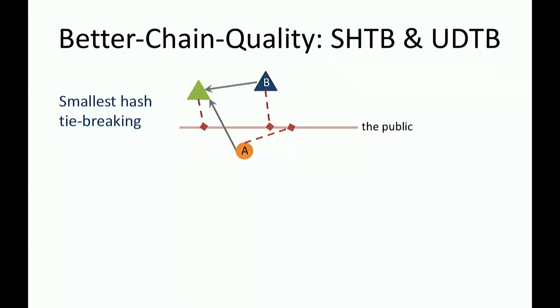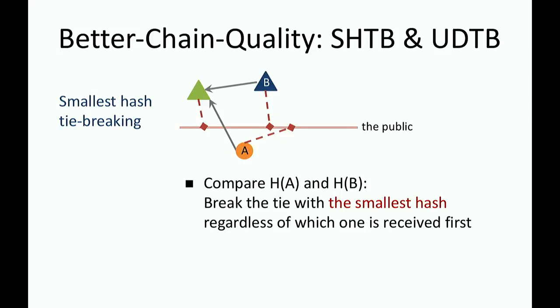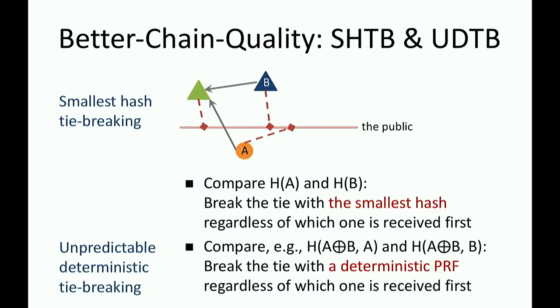For better chain quality protocols, the first one, we call it smallest hash tie-breaking protocol. In this protocol, whenever there's a tie, the protocol demands that all miners choose the block with the smallest hash, regardless of which one was received first. The second one is called unpredictable deterministic tie-breaking. The protocol prescribes that whenever there is a tie, everyone uses an unpredictable deterministic pseudo-random function to compute an order of all the blocks and mines on the top one, regardless of which one is received first.